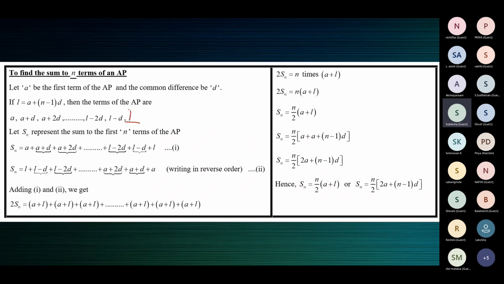L, preceding term L minus D, before that L minus 2D, before that L minus 3D. Let Sn represent the sum of the first n terms of the AP. Sn will be A plus A plus D plus A plus 2D, and so on till L minus 2D plus L minus D plus L. Write it in the reverse order, and then add these two equations, add these two rows.